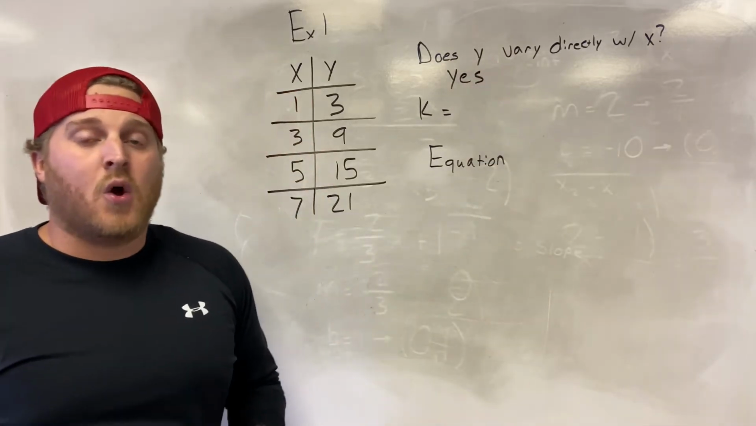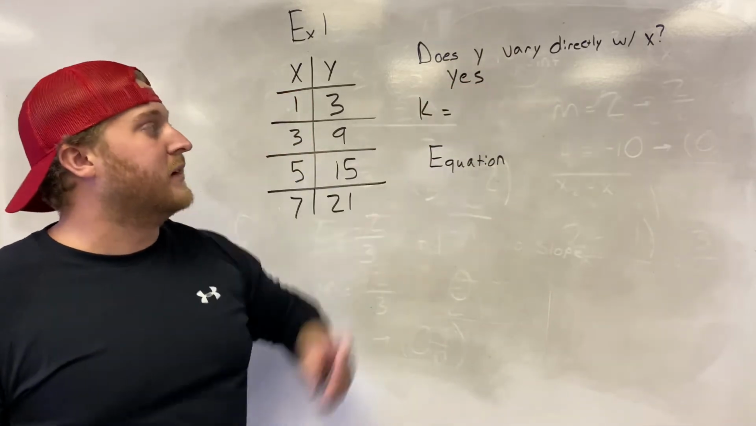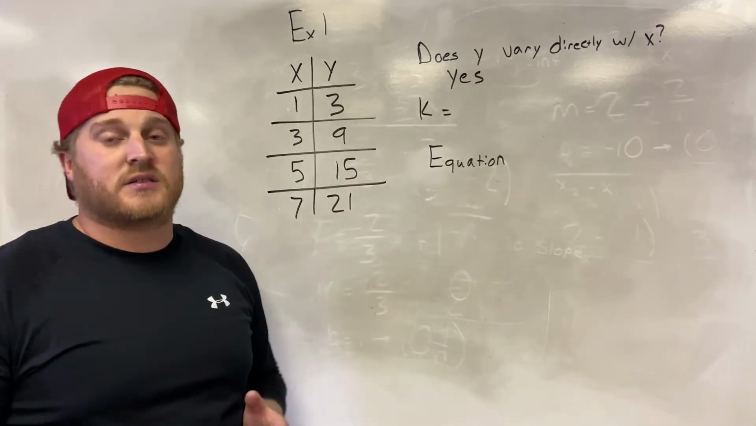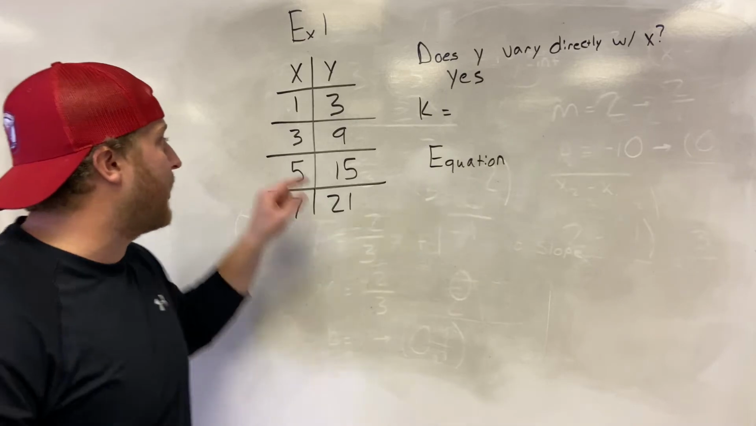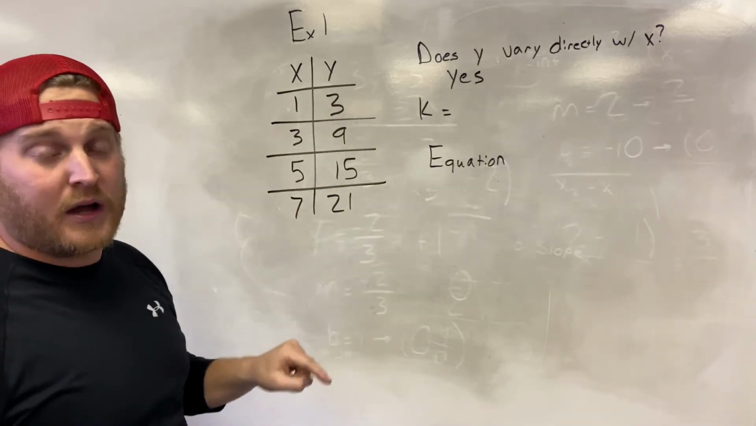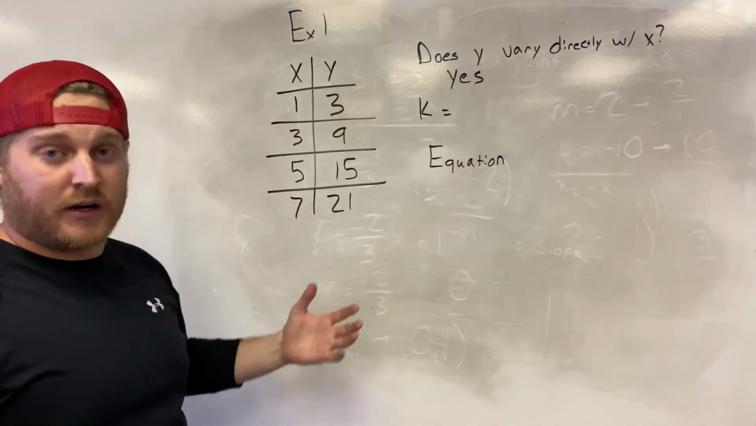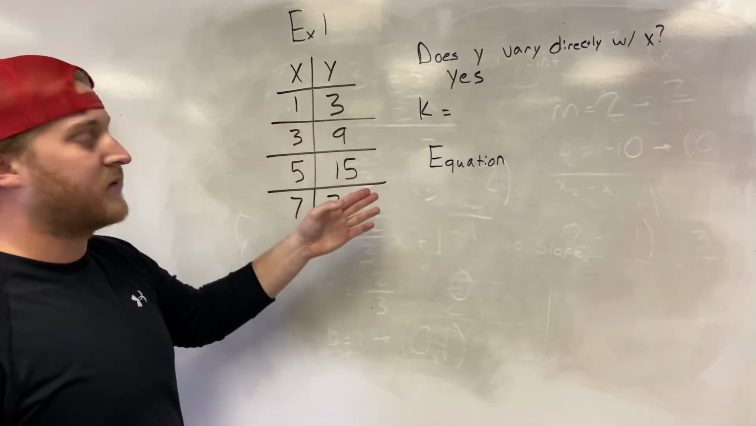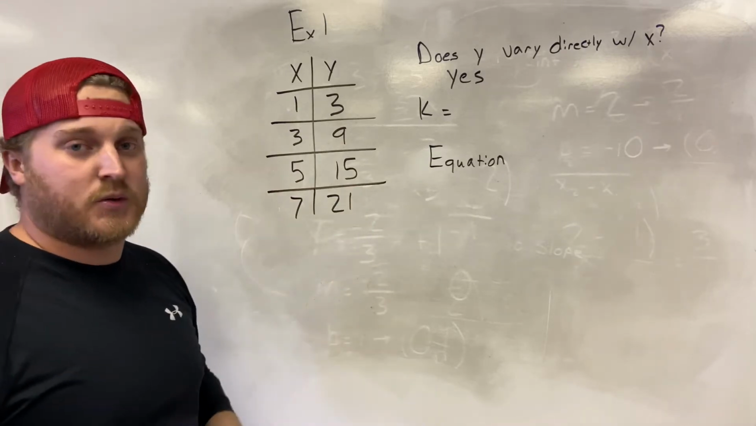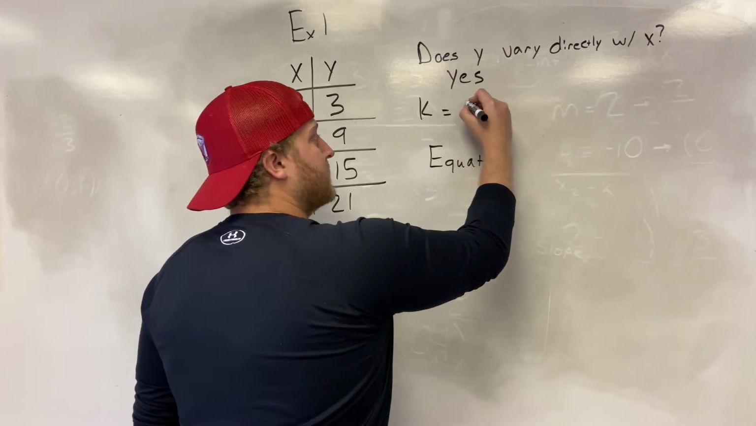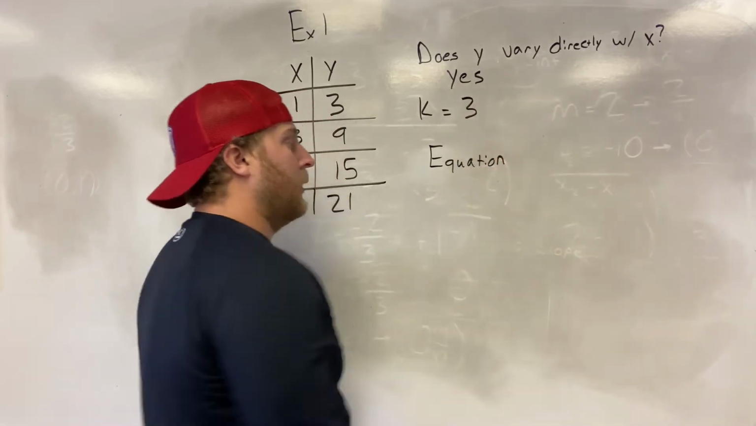Second, it's asking, what is the constant? Since y varies directly with x, what is our constant? Our constant is what we are multiplying this x column by to get the y column, which in this case is 3, because we said 1 times 3 is 3, 3 times 3 is 9, 3 times 5 is 15, 7 times 3 is 21. So everything's being multiplied by 3. So k is going to equal 3.